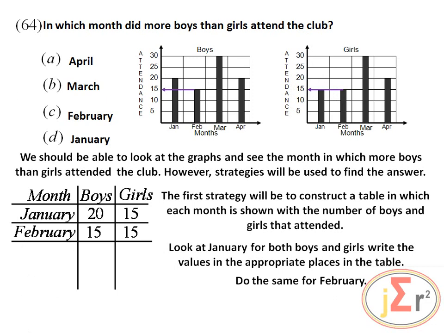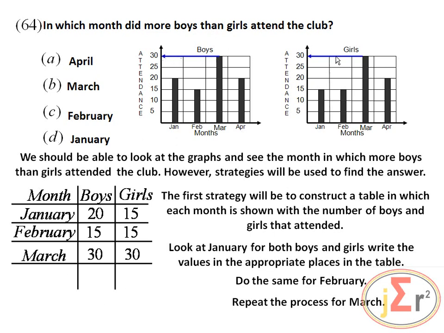So what are we going to do? Of course, we are going to repeat the process for March. Take the arrows from the top of the bar for March. Here is March for the boys. Here is March for the girls. Take the arrows across from the top of the bars and see what happens. So we have here 30 for the boys and 30 for the girls.